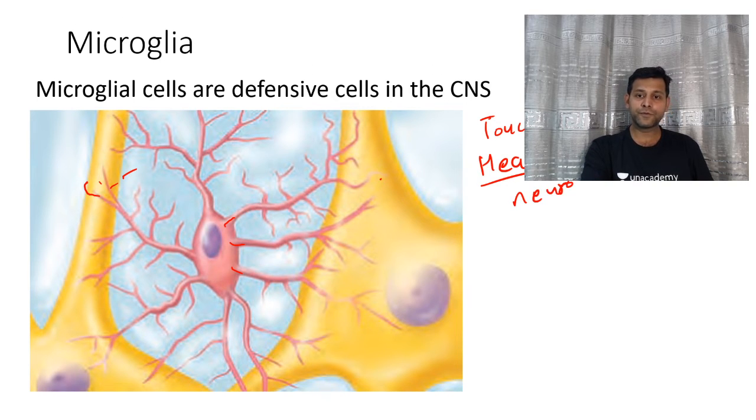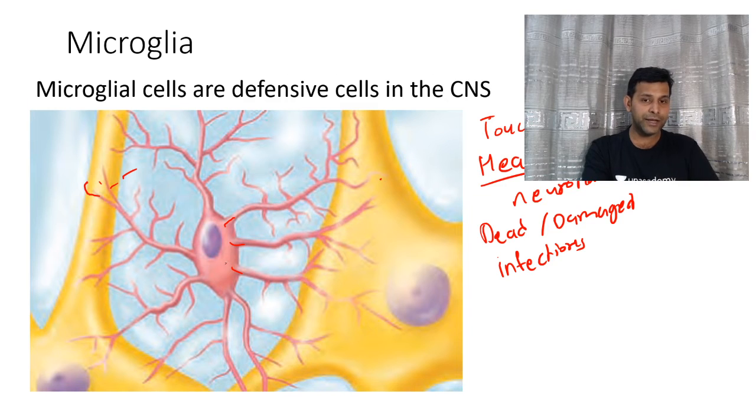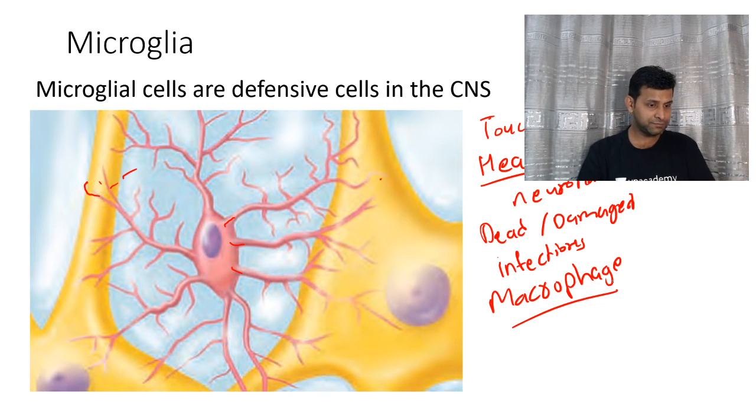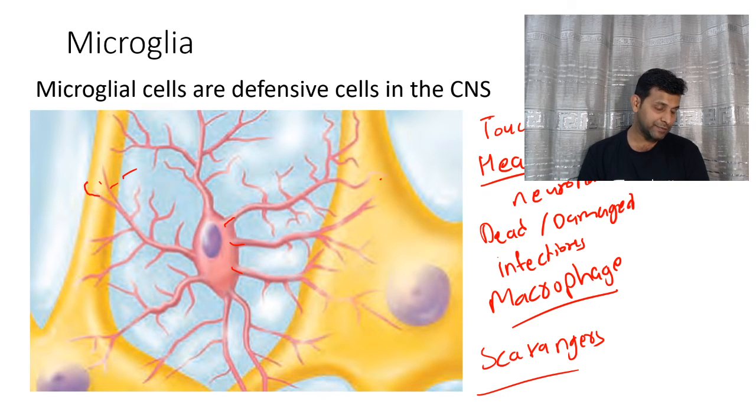Any dead or damaged neuronal cells, or any type of infectious material. Remember, the microglial cells turn into macrophages, and then they take in all the dead cells. So they are called scavengers. They are more of the scavengers, the macrophage type of cell. So microglial cells turn into macrophages.